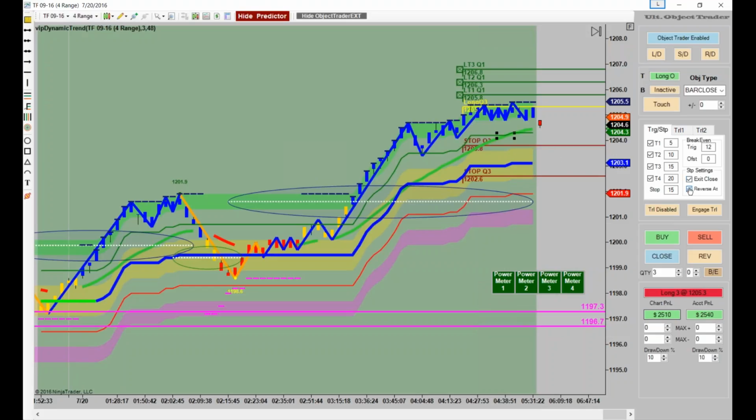What if I do this? Reverse that. PowerMeter 1 and 2 just went red. I'm in the red on that one. Maybe this is all the run. It just broke lightning. Still okay so far. Just tested it. Tested this one actually almost. We're still okay. We're still long.